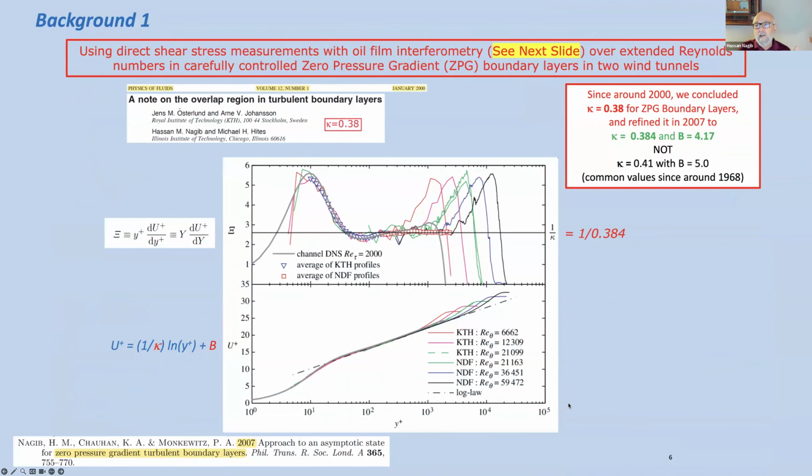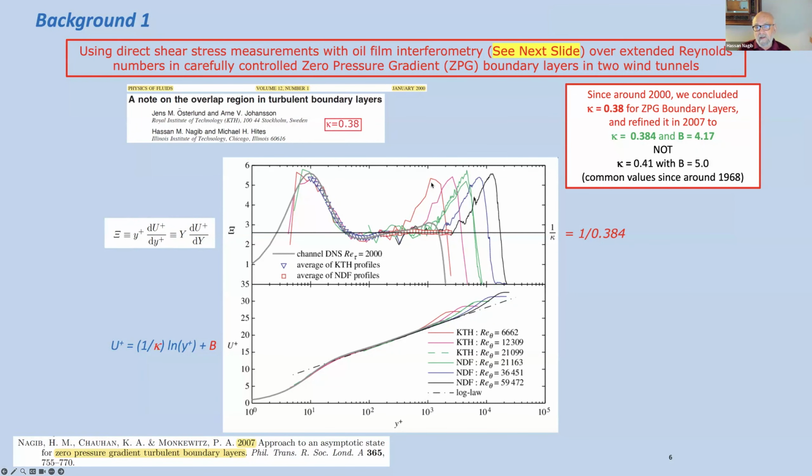Now let's talk historically and how we were lucky. When I say lucky, this was Jens Österlund and Arne Johansson from KTH, my own ex-PhD student, Michael Heitz. When we looked at ZPG boundary layers around year 2000, plus or minus, we found that this indicator function, which is the derivative of the mean velocity profile times the distance from the wall, you can define it on inner variables, you can define it on outer variables, has a very clear log part.